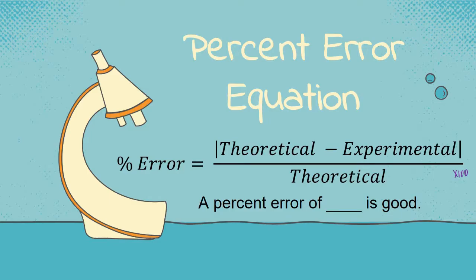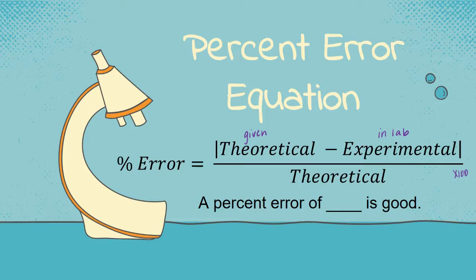And theoretical, remember, this number is going to be given to you in most cases, maybe just written in the problem. Maybe if you're doing a lab, it's going to be given to you in a data table that I provide. And the experimental, this is the number that you get in the lab.